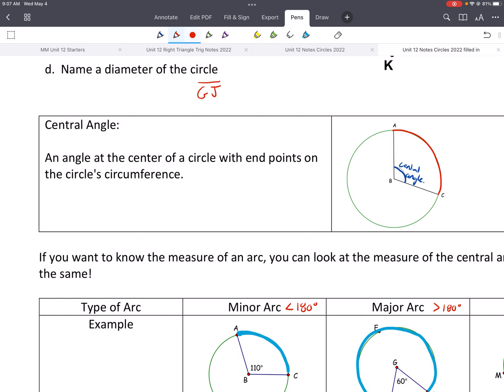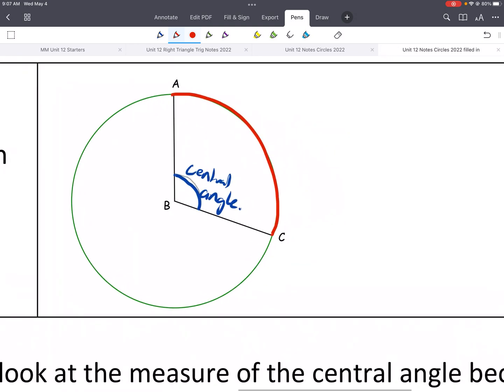Okay, so first off is a central angle. A central angle is an angle at the center of the circle, and its endpoints are on the circumference. So here would be a great example of a central angle. We have the center of our circle, and we have 2 radii that come out, and those 2 radii make an angle, and that's the central angle. Okay, so I should probably put a T there.